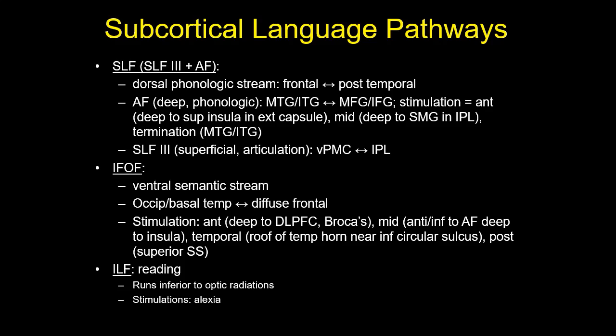More laterally and superficially, the SLF3, which is involved in articulation, connects the ventral premotor cortex to the inferior parietal lobule. Stimulation of the SLF3 and arcuate cause articulation and phonologic errors, respectively.